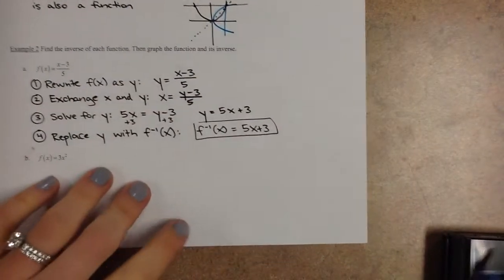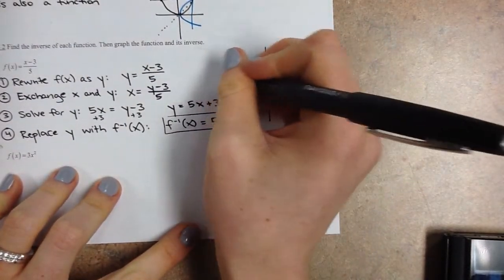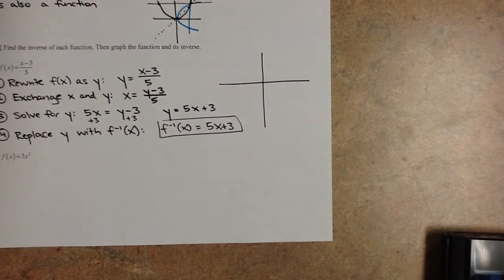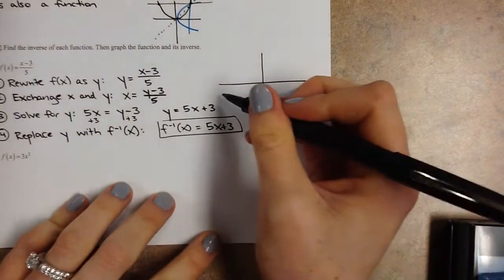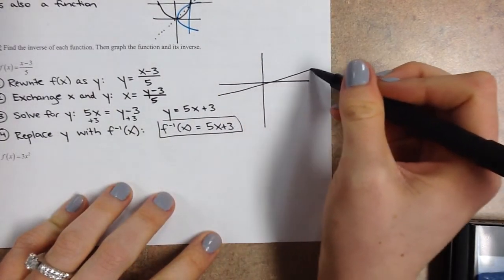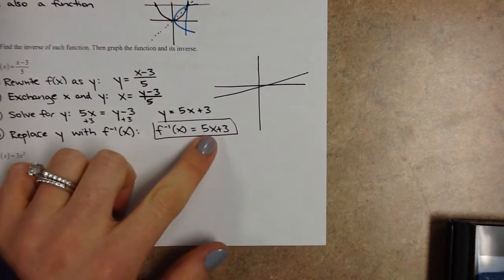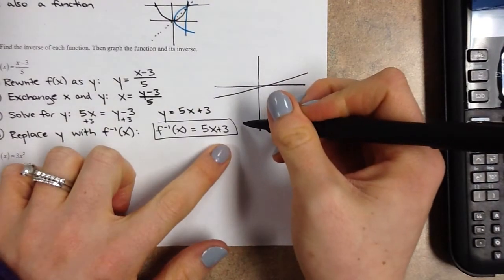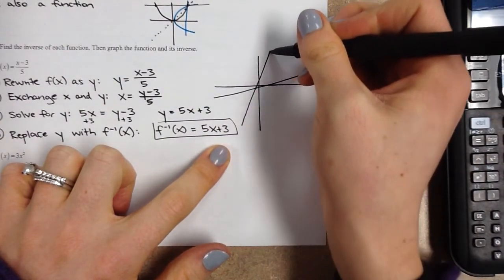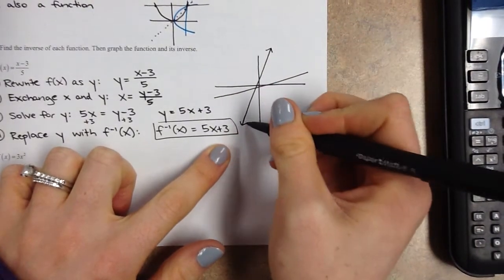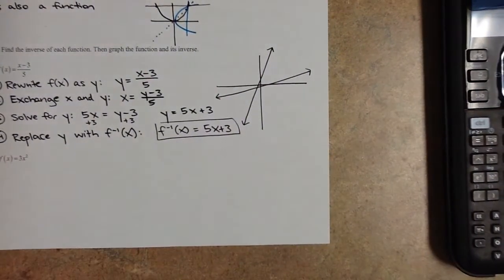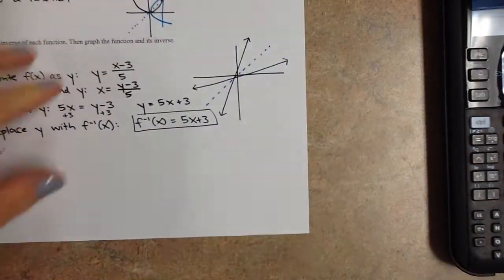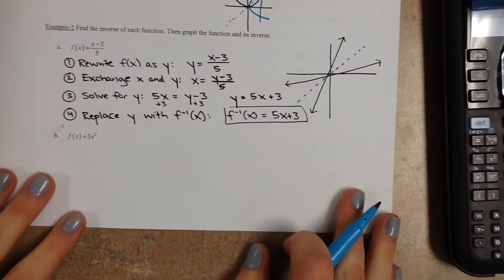All right, so let's get a very, very quick sketch over here. So we've got x minus 3 over 5, and that graph is going to look something like this. Not very steep at all, just like that. And then 5x plus 3 is going to look something like this, much steeper. Definitely a lot steeper, something like that. All right, and then just to get it in view, draw that diagonal line. And then you can see that those lines are reflections of each other over that line.